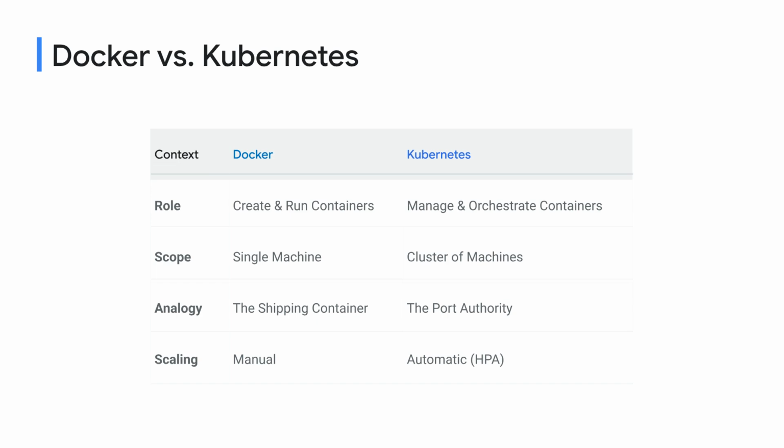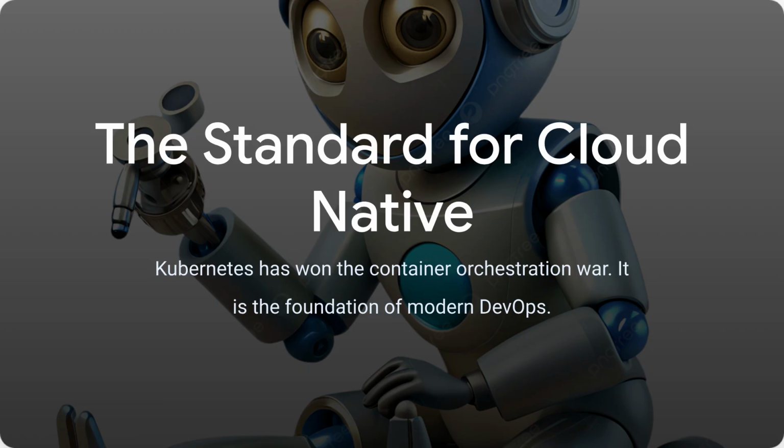In summary, Docker creates and runs containers on a single machine, acting as the shipping container. Kubernetes manages and orchestrates containers across a cluster of machines, acting as the port authority with automatic scaling. Kubernetes has established itself as the standard for cloud-native development and is the undisputed foundation of modern DevOps.